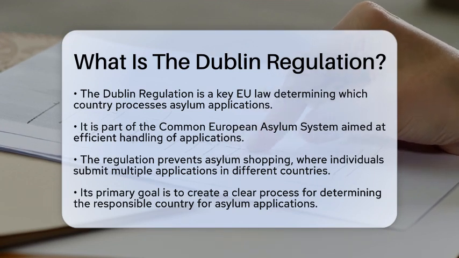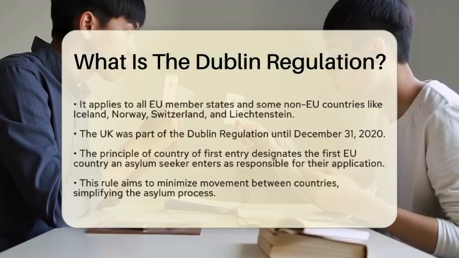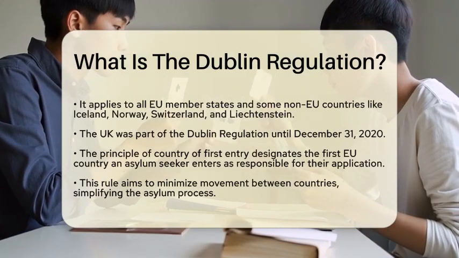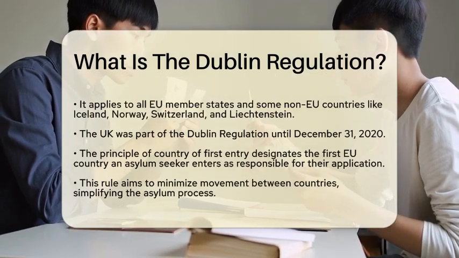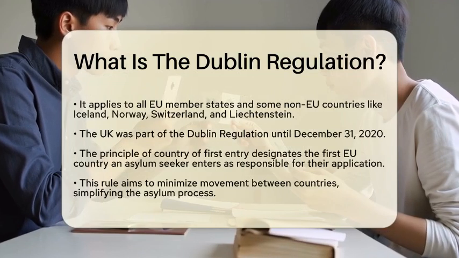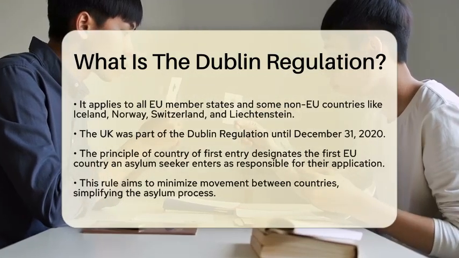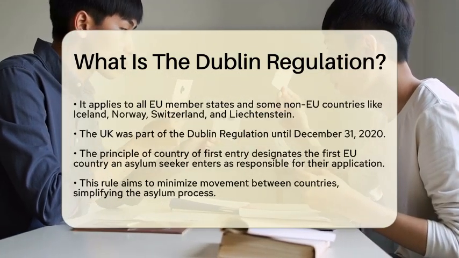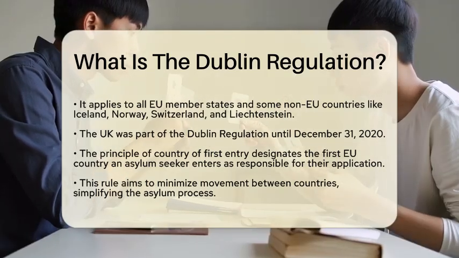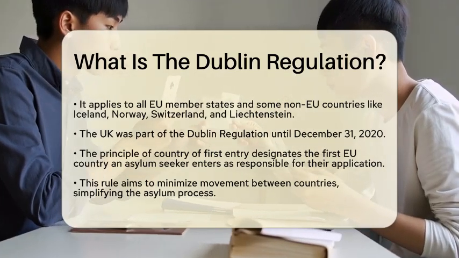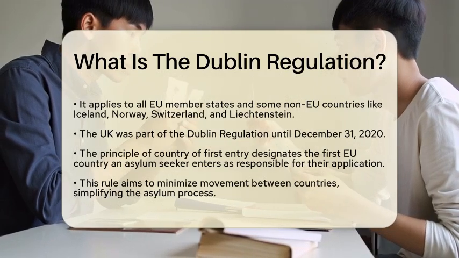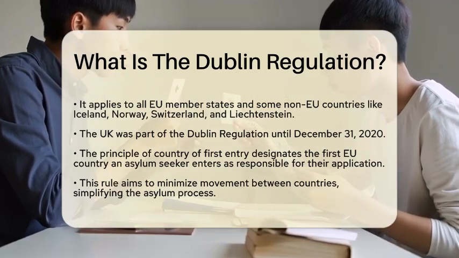The primary goal of the Dublin Regulation is to create a clear process for determining which country should handle an asylum application. This helps streamline the asylum process and reduces the chances of applicants moving from one country to another without resolution. The regulation applies to all European Union member states, as well as Iceland, Norway, Switzerland, and Liechtenstein. However, the United Kingdom was part of this system until December 31st, 2020.